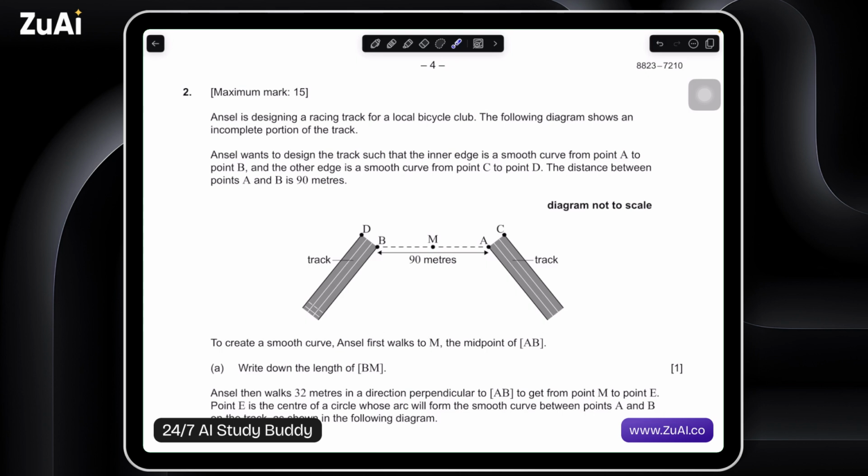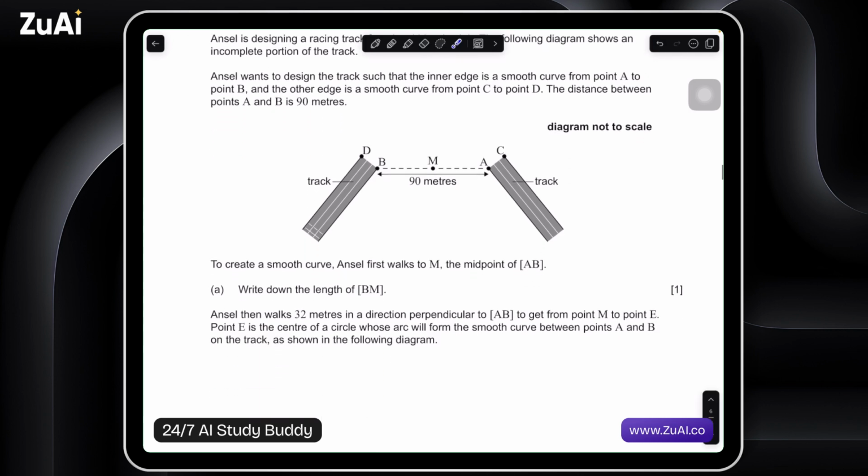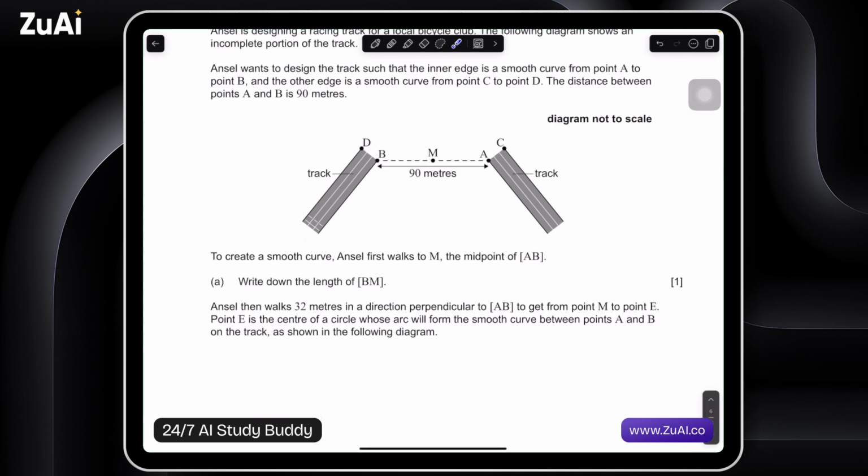The distance between point A and point B is 90 meters. To create a smooth curve, Ansel first walks to point M. So here he is, he's walking to point M.